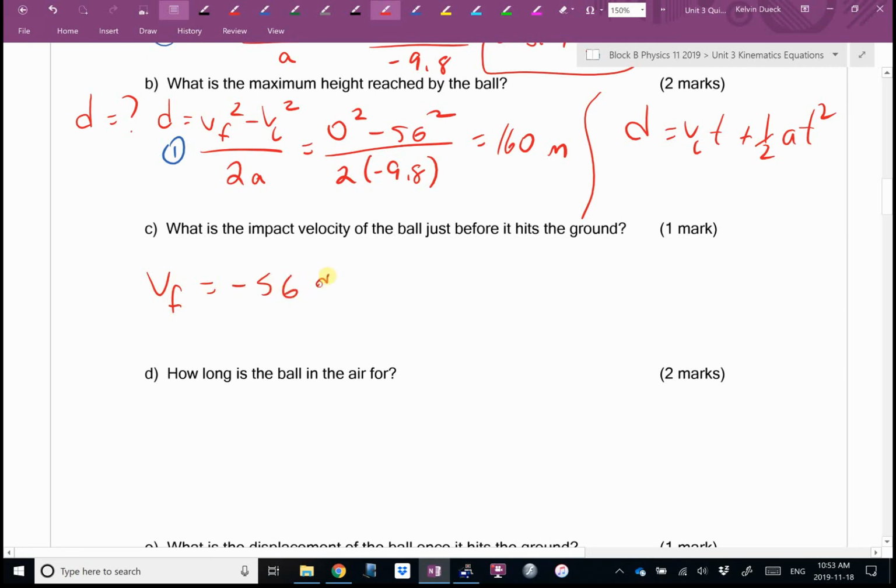Negative 56 meters per second. So that's not good physics. That's smart test writing. That's a bit of a hint that you'll pick up, okay? If I ever give you a 1-mark question, it usually means you can get there right away. Now, there is one lie to that.